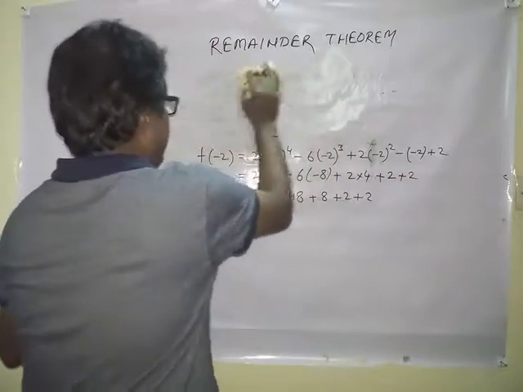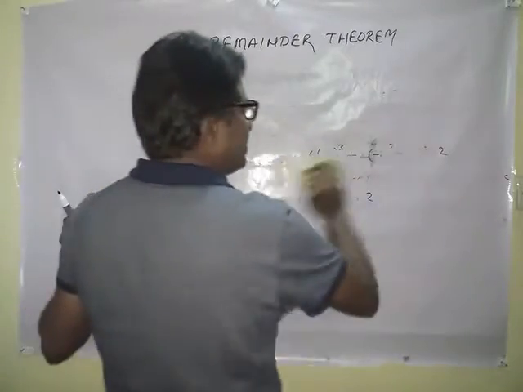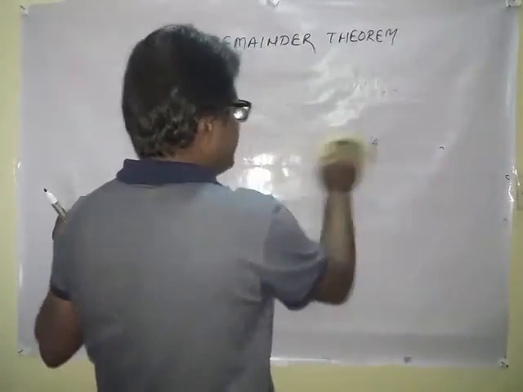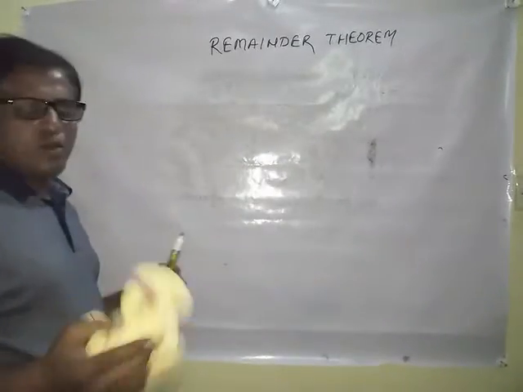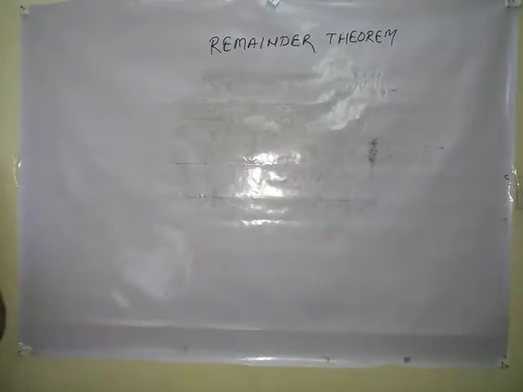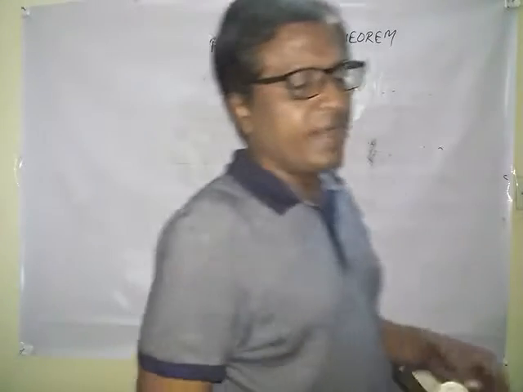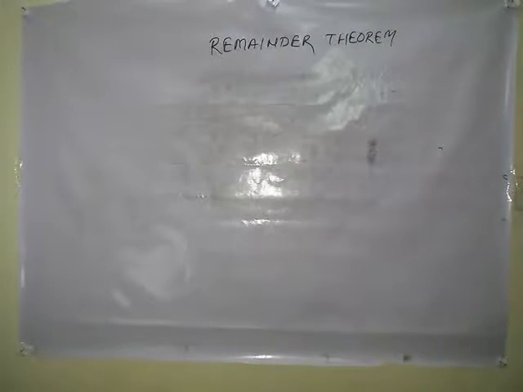Wherever the divisor is a linear equation, you have to equate it to 0, find out the value of x, or whatever the variable is, whether it is y, t or anything else, and find out the value of f(x).